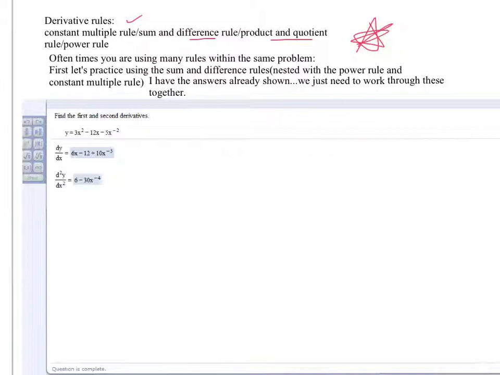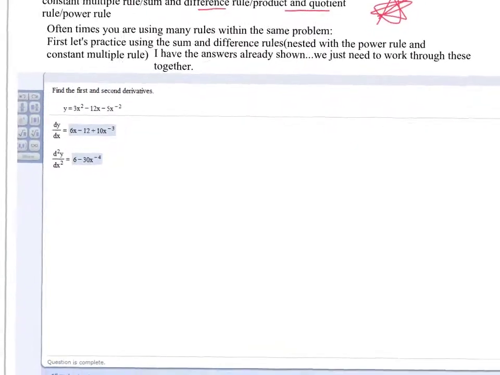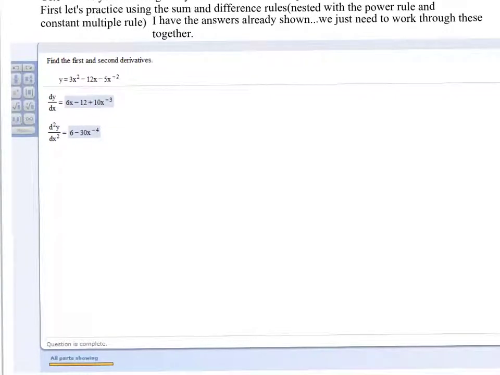I am going to rewrite this problem. Let me scoot this down here. Just rewrite it a little bit larger so you can see it. It's giving us that y is equal to 3x squared minus 12x minus 5x to the negative 2. So what I've done is I've taken a snapshot of the online homework and online practice problems, and I just want to work them through with you.